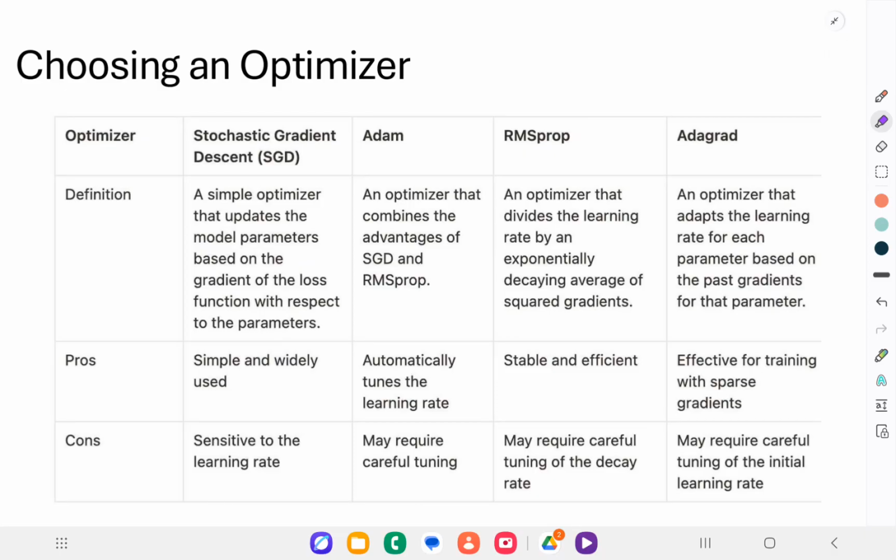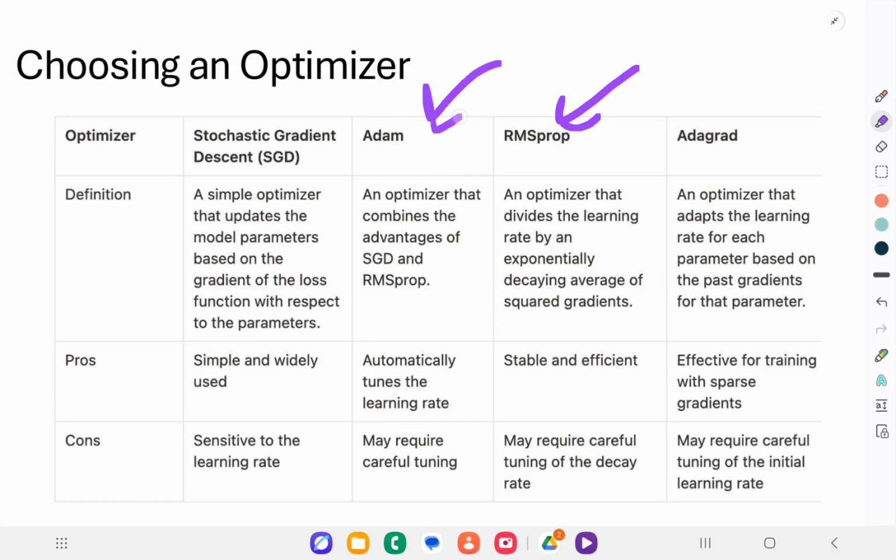There are other optimizers. There is RMSprop, which takes a different approach. It tries to adapt the learning rate per parameter based on how large the gradients are. The parameters with consistently large gradients get smaller updates, which helps with the stability of the learning.